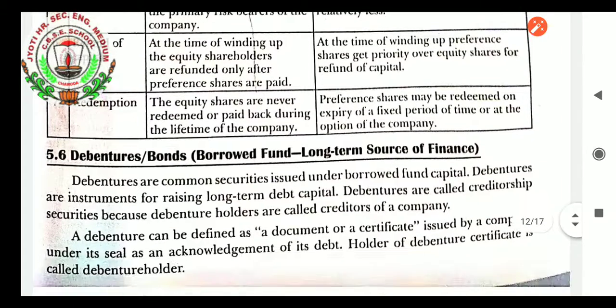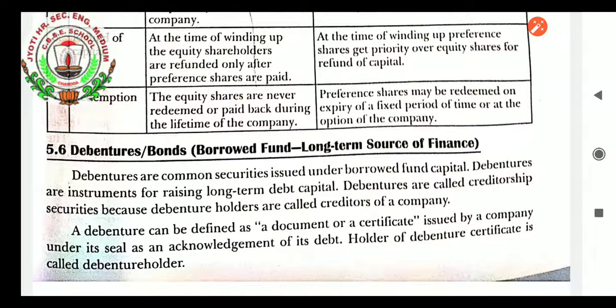Debentures, bonds, borrowed fund. The next topic of the chapter. Bonds, students, are an agreement between the company and the particular debenture holders on the basis of trust. They make the agreement that after a fixed period of time they will pay back the money. So debentures are common securities issued under borrowed fund capital. Debentures are instruments for raising long-term debt capital, meaning it is a borrowed fund.